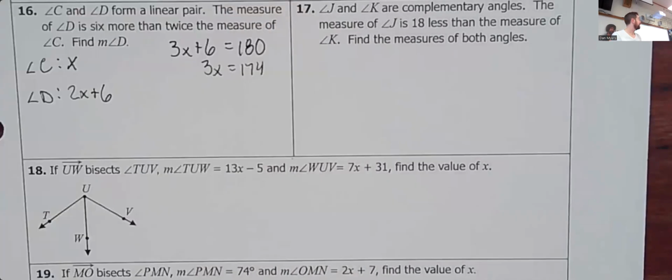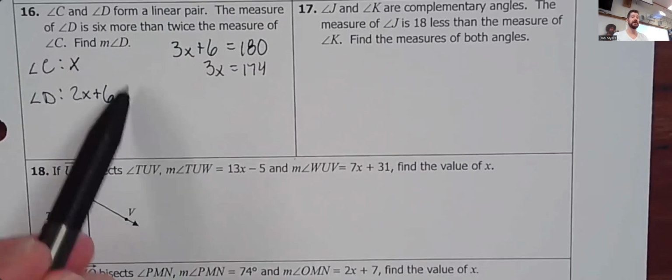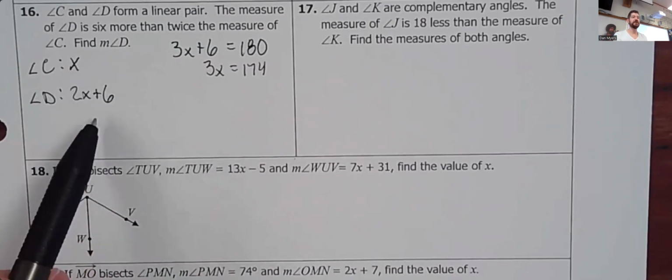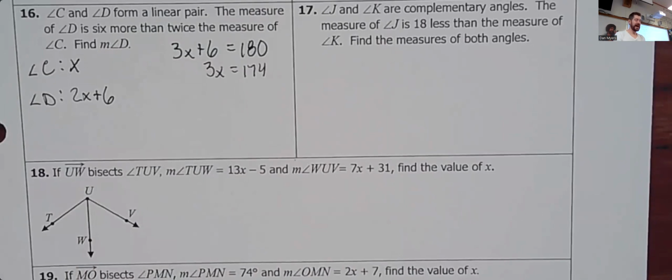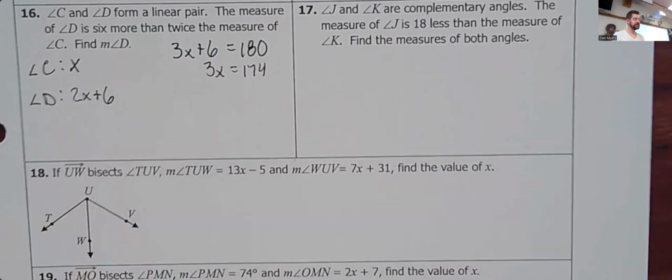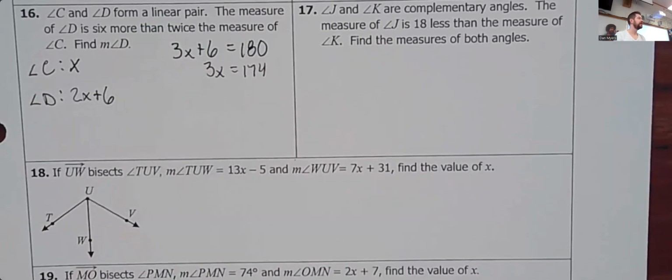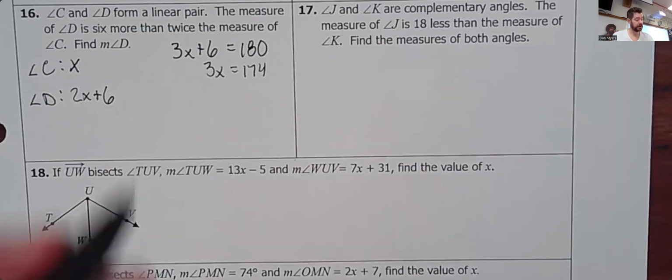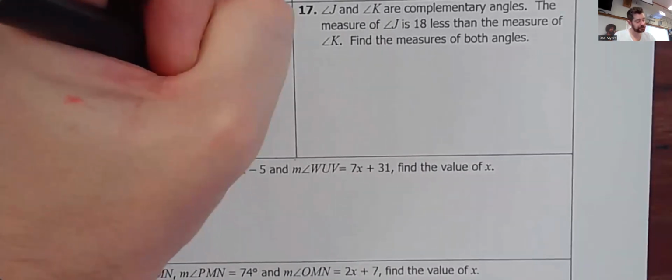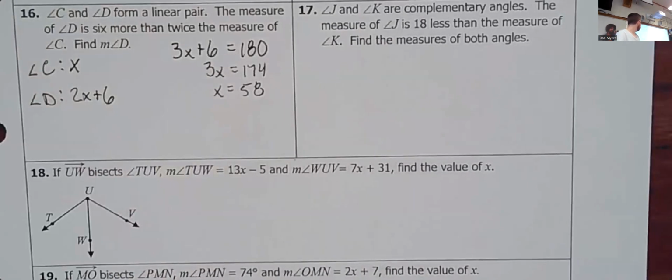We'll make this pretty quick. What's 174 divided by 3? 3X, because if we add these together, we're totaling them up. So linear pair means they add up. So 1X, 2X, 3X. What's 174 divided by 3? What is it? 58? Okay. So X is 58. Does it want us to figure out the measure of angle C or D?